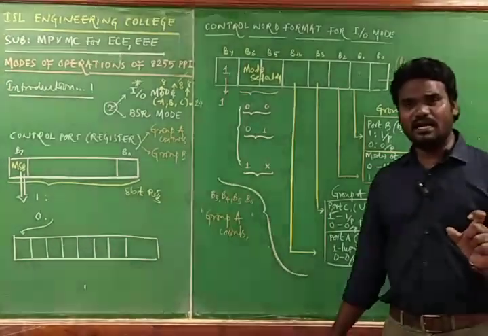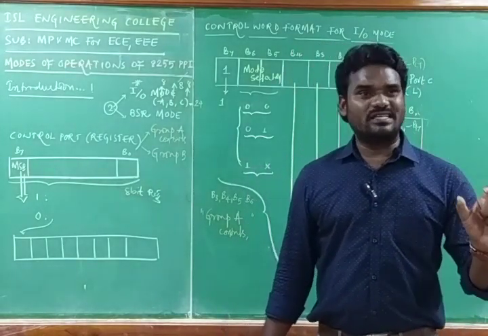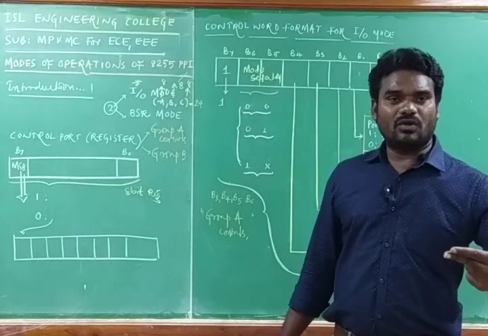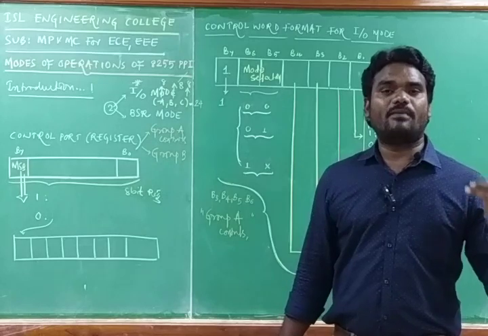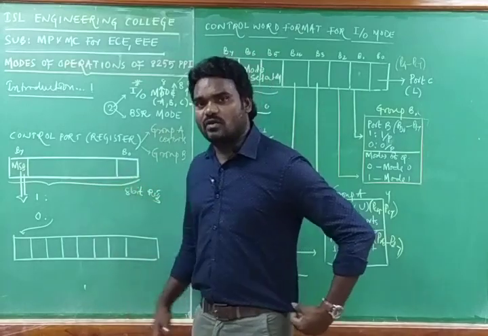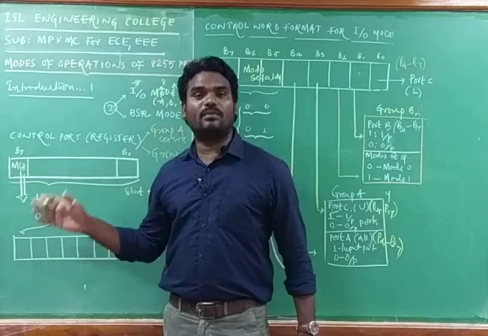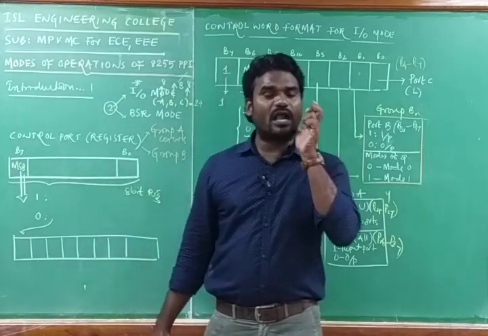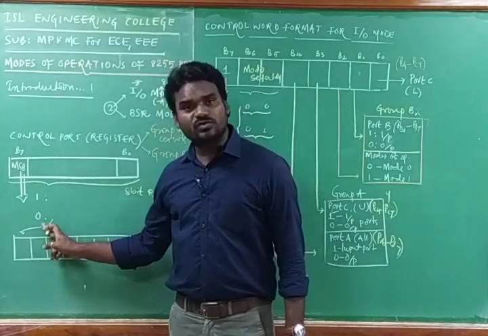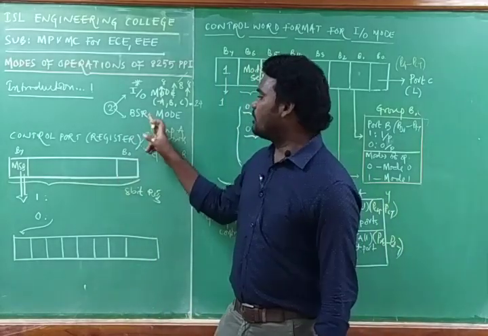I hope I am clear that internally the 8255 PPI will have one control register, in which, based on the program written into that control register, the type of operation to be performed by the 8255 can be defined. If the MSB bit of that control register is 1, that means the 8255 PPI is programmed to operate in the input output mode. When this MSB is programmed to 0, then the 8255 is programmed to operate in the BSR mode.